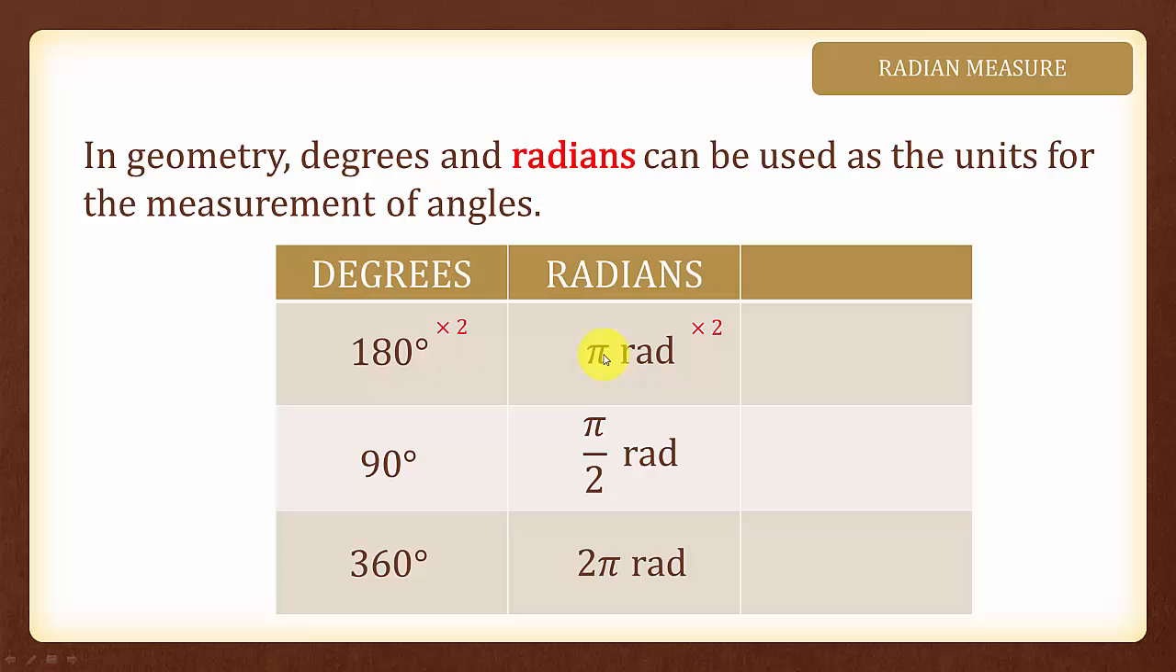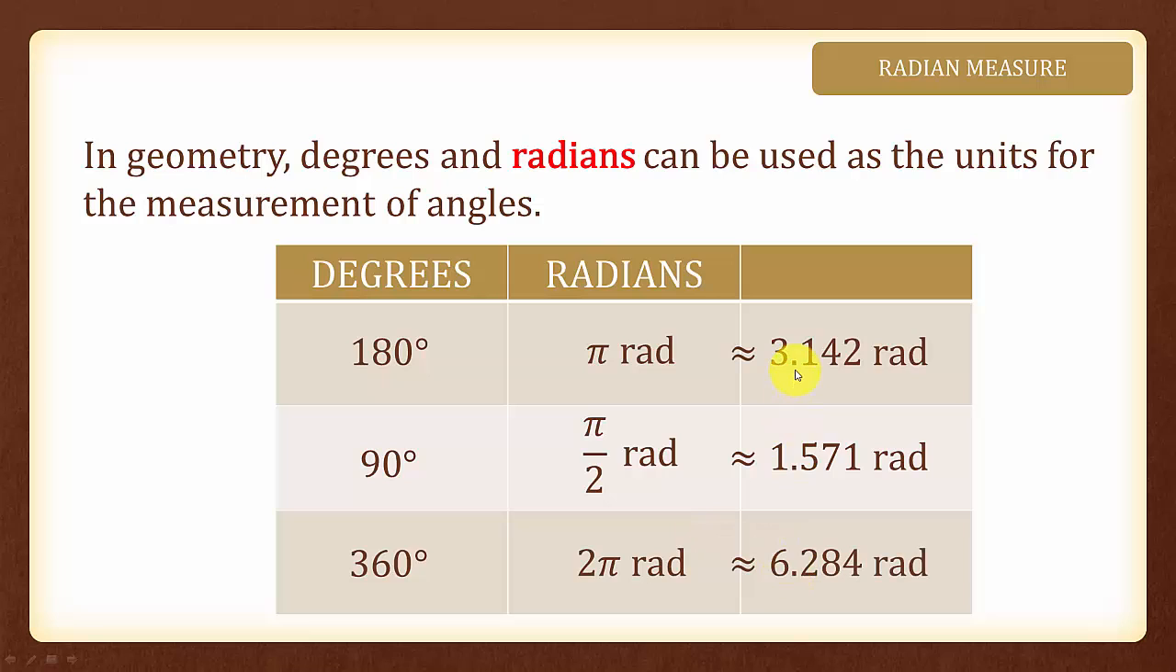Since the pi value is approximately 3.142, 180 degrees is approximately 3.142 radian. 90 degrees will be approximately 1.571 radian, and 360 degrees will be 2 multiplied by this to give us 6.284 radian. You'll notice that the value for degrees is much higher than the value for radian.